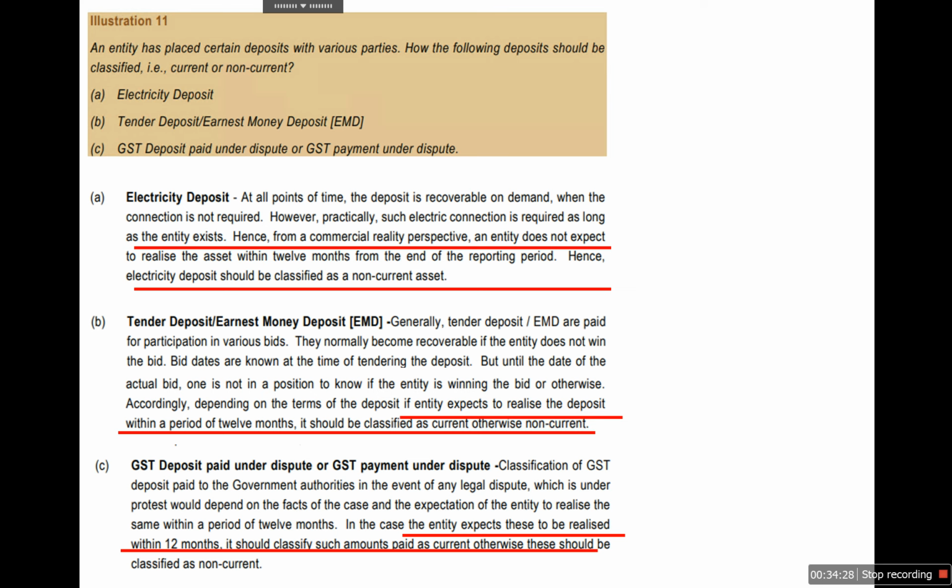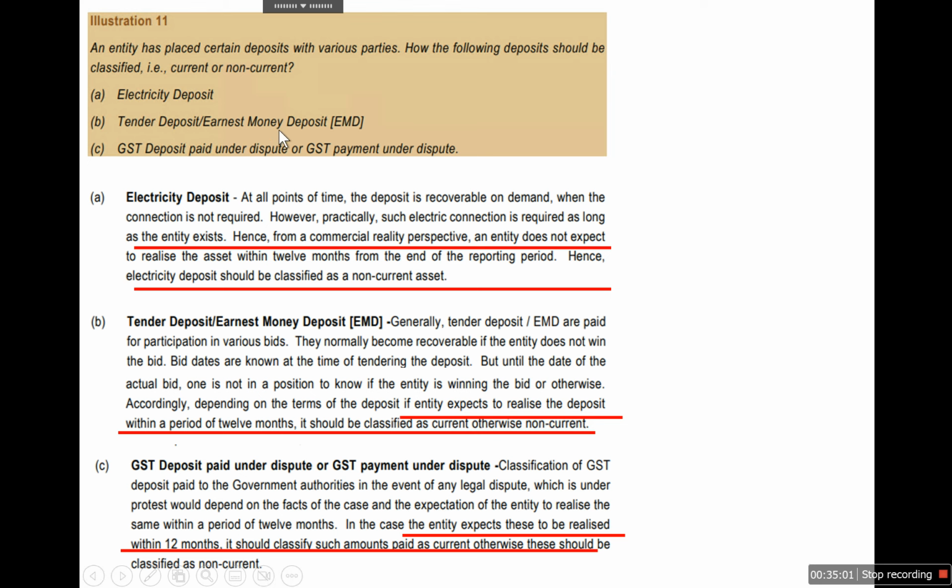So this is an interesting example. An entity has placed certain deposits with various parties. How should the following deposits be classified as current and non-current? Electricity deposit: if it is expected to be realized within a period of 12 months, it will be classified as current. Otherwise, it will be classified as non-current. And normally, the electricity deposits we pay are with the intention of a long-term period, so it will be classified as a non-current asset.